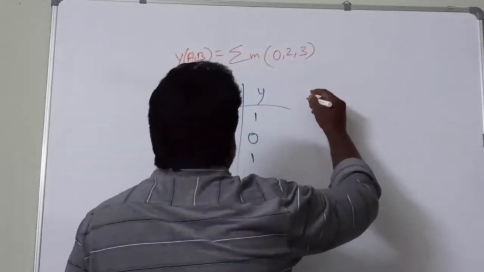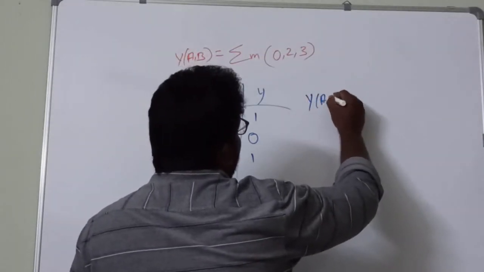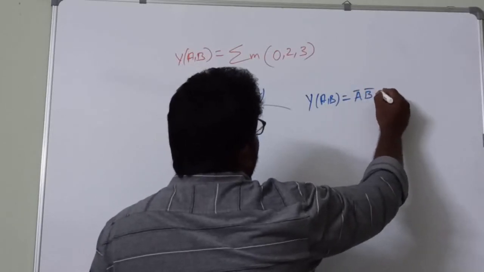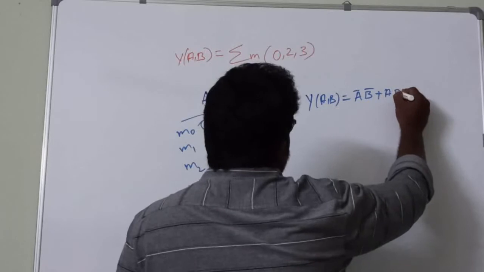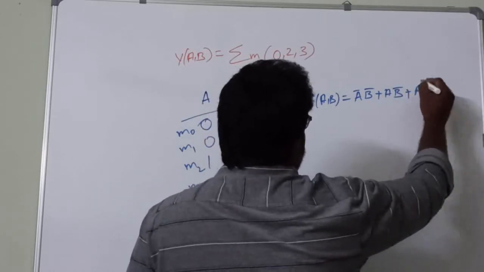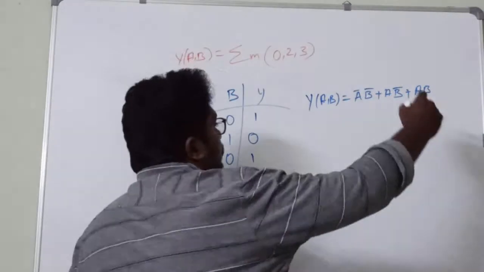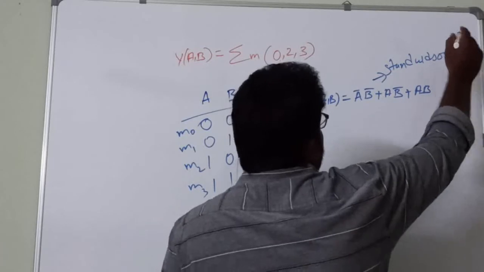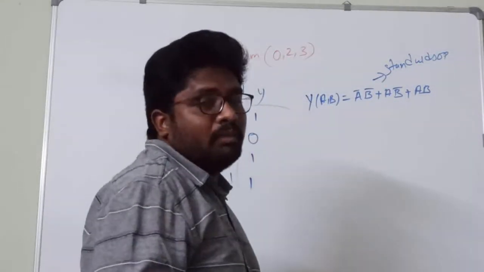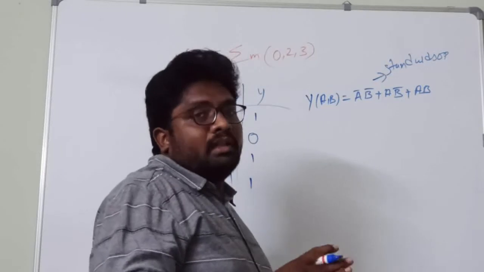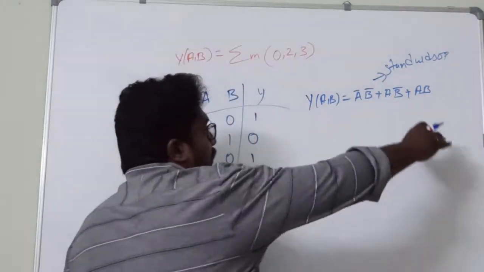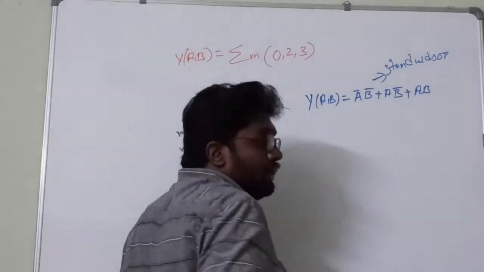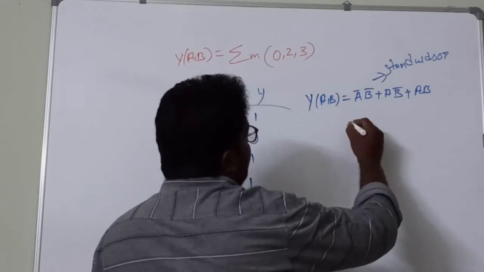Now the expression will become Y of A comma B is equal to A complement B complement plus A B complement plus AB, and this is the standard SOP. As we have discussed, the standard SOP is one which consists of all the variables that are given in the function. Now minimize or reduce this given expression to get the minimal SOP by using the Boolean algebraic rules.